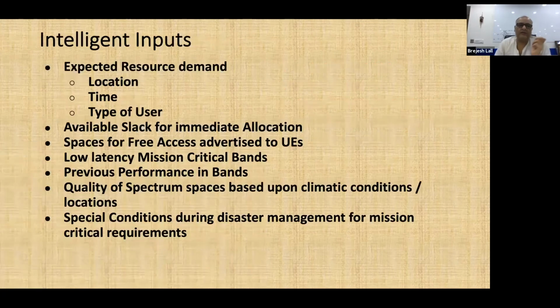So this is how the entire spectrum is available to the users, and it has to be efficiently and accurately utilized. So the intelligent inputs that we're talking about are location, time, type of user, and this has to be combined with the available slack for immediate allocations. Spaces for free access have to be advertised by the user equipments. Low latency and critical missions have to be provided resources on priority. Previous performances have to be kept a note of. Quality of spectrum spaces based on climatic conditions and locations have to be learned. So these are just examples of the kinds of inputs or data that you will connect and transform first into information and finally into knowledge.